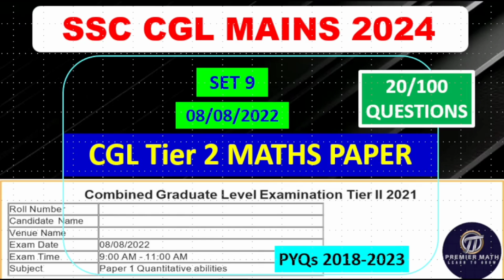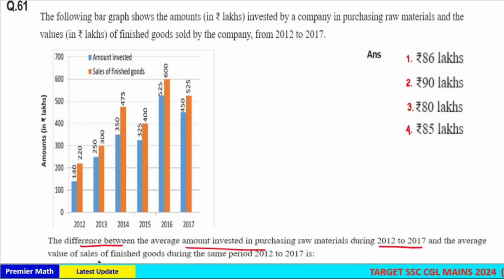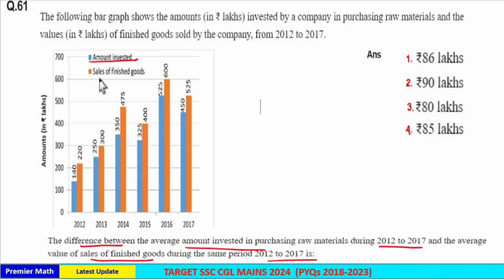Our first question is, a bar graph was given here. Difference between average amount invested in purchasing raw materials during 2012 and 17 and average value of sales of finished goods during the same period. Here this blue bars represent amount invested and this orange bars represent sales of finished goods. Instead of taking sum and average of these two, take the difference between these two for all the years.